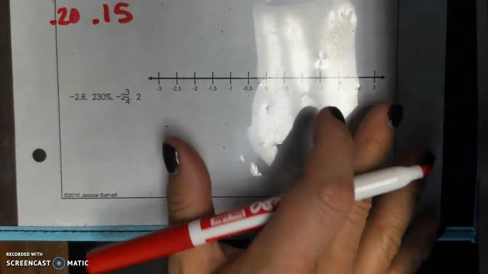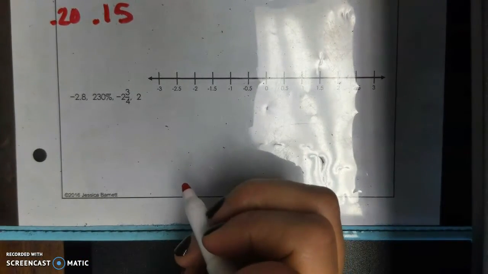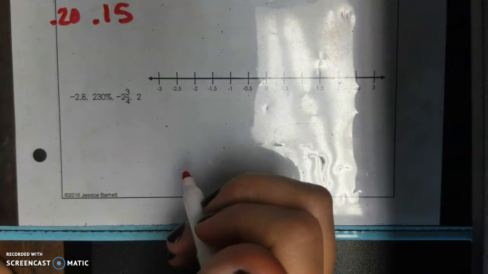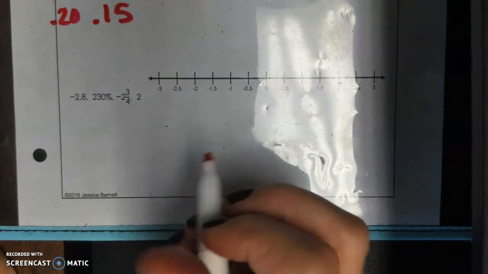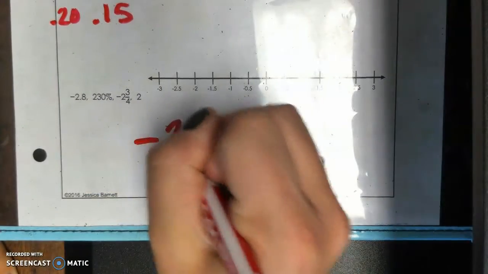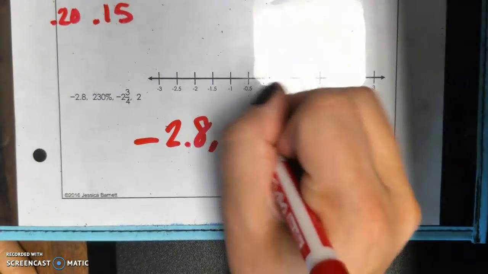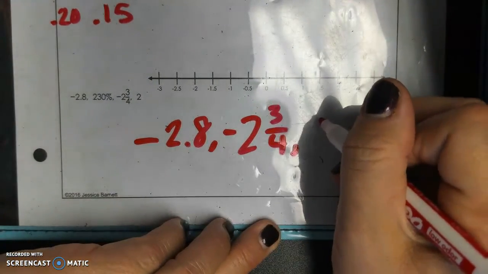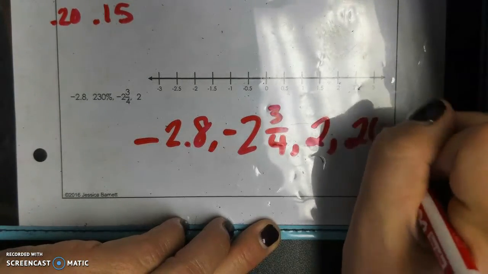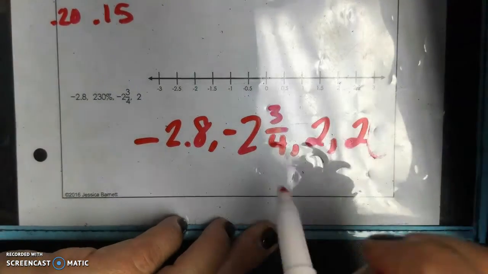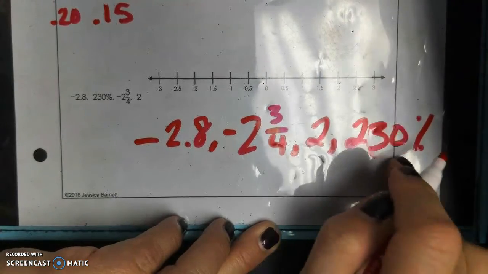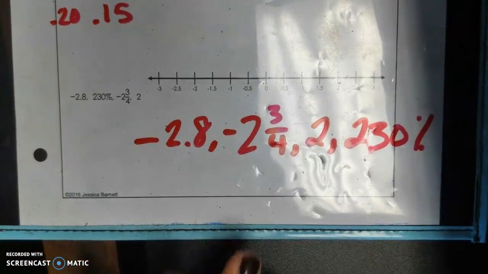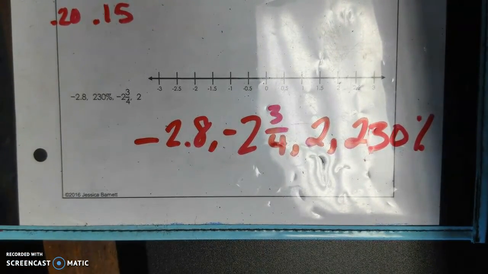Okay. I'd like you to try and see if you can pause the video, see if you can do this last one on your own, and come back and check your answers. Alright, hopefully these are the answers that you got. Negative 2 and 8/10, followed by negative 2 and 3/4, followed by positive 2, and finally 230%. That's it for this video.